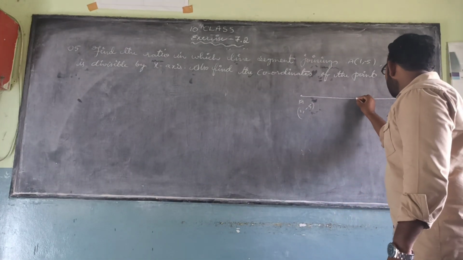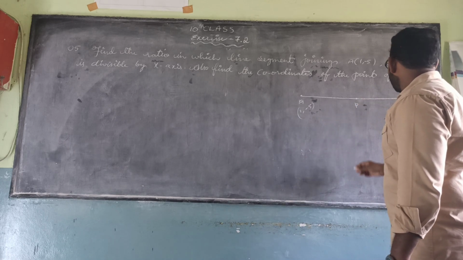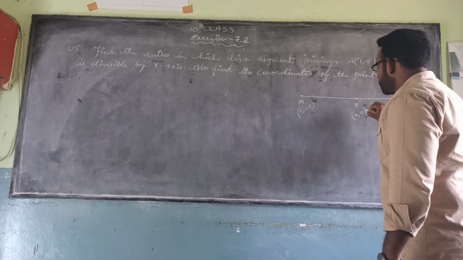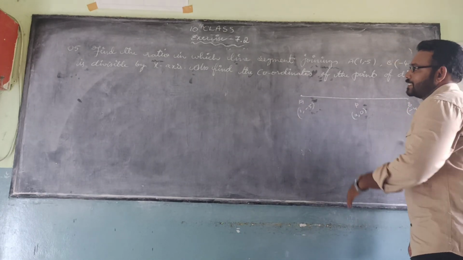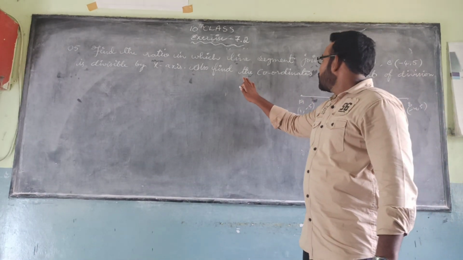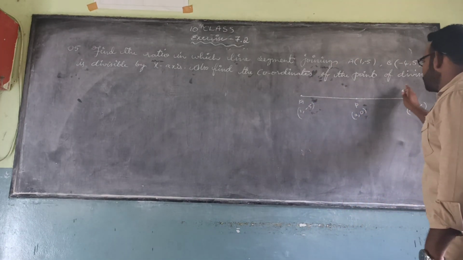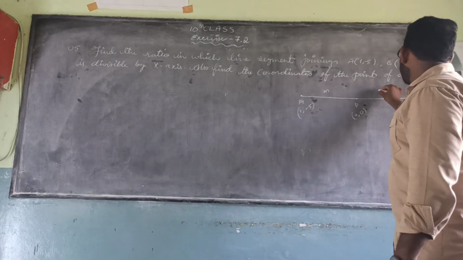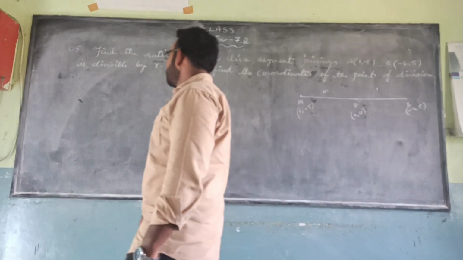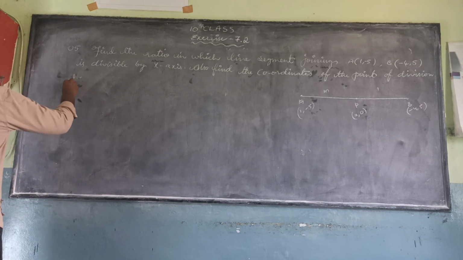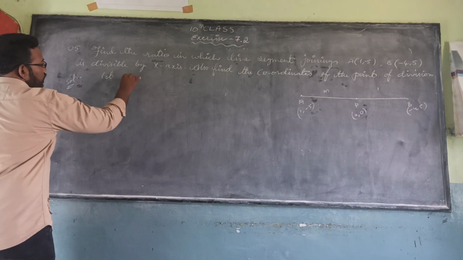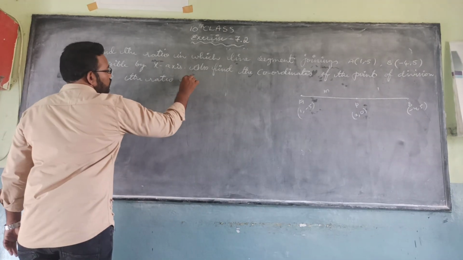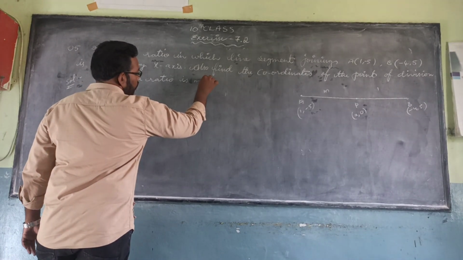So the point P exists in between A and B, which is nothing but (x, 0), because it is on the x-axis, so the y coordinate is 0. Also find the coordinates of the point of division. We have to find these points. Solution: let the ratio be m is to 1.